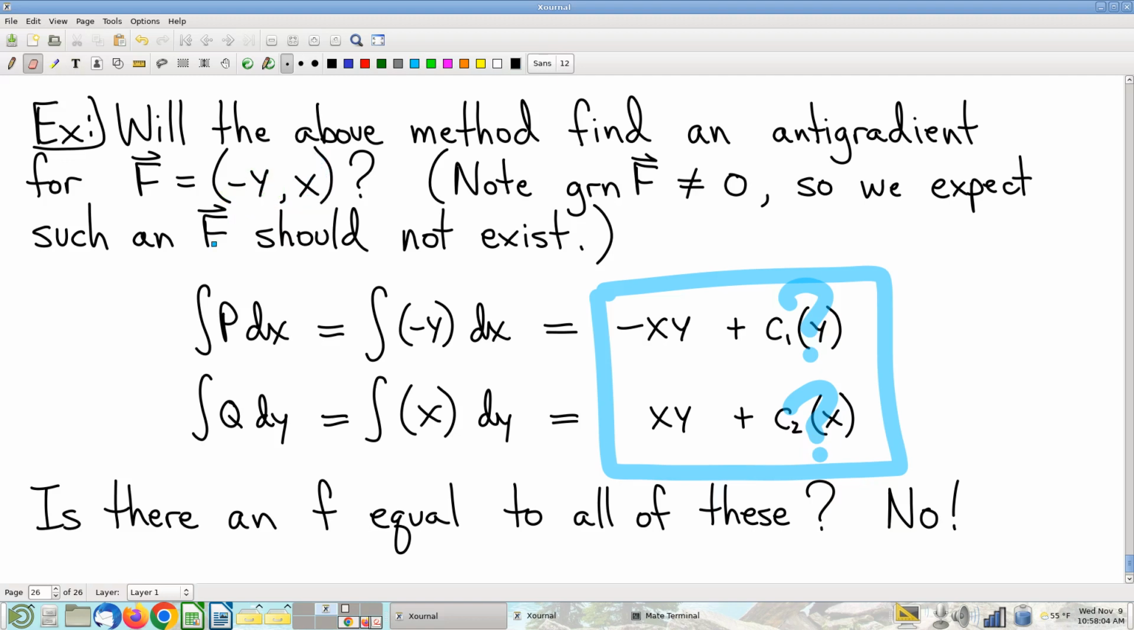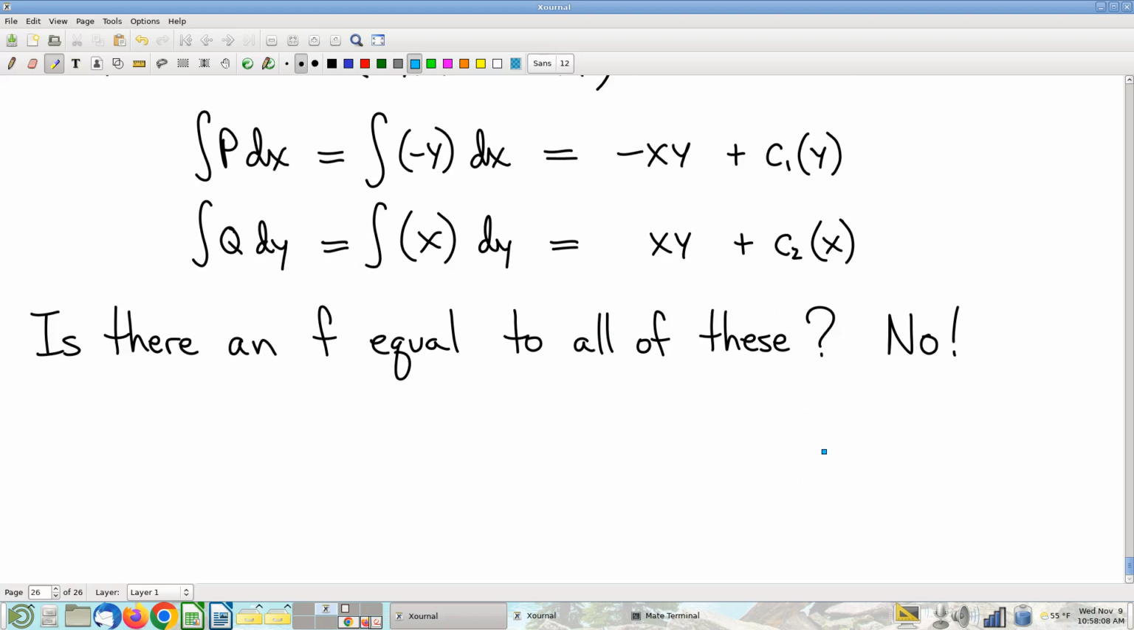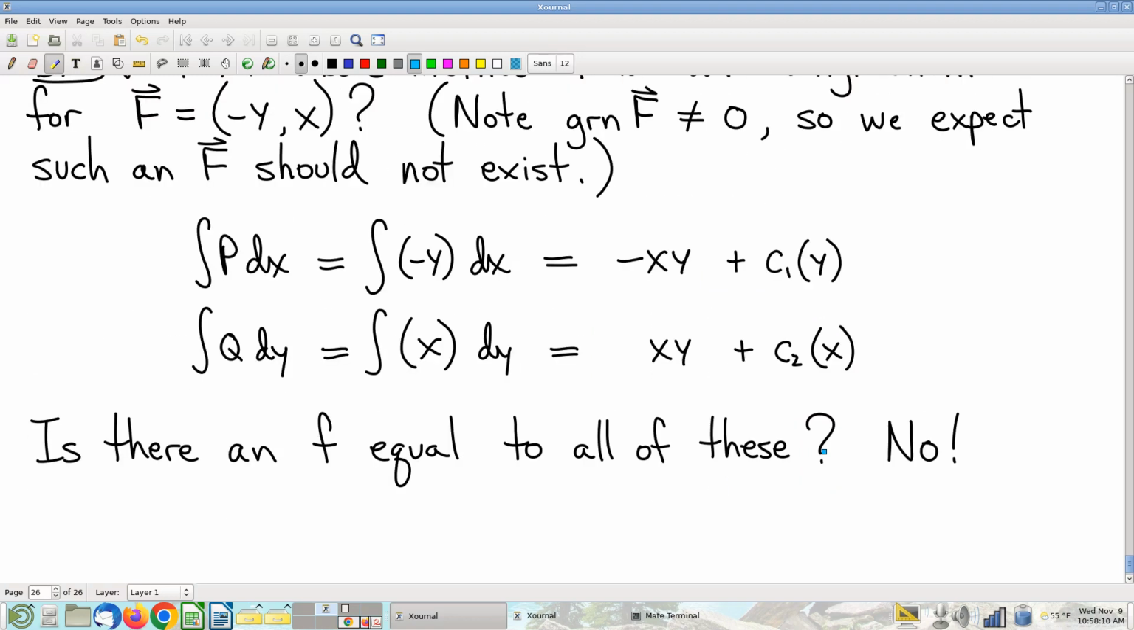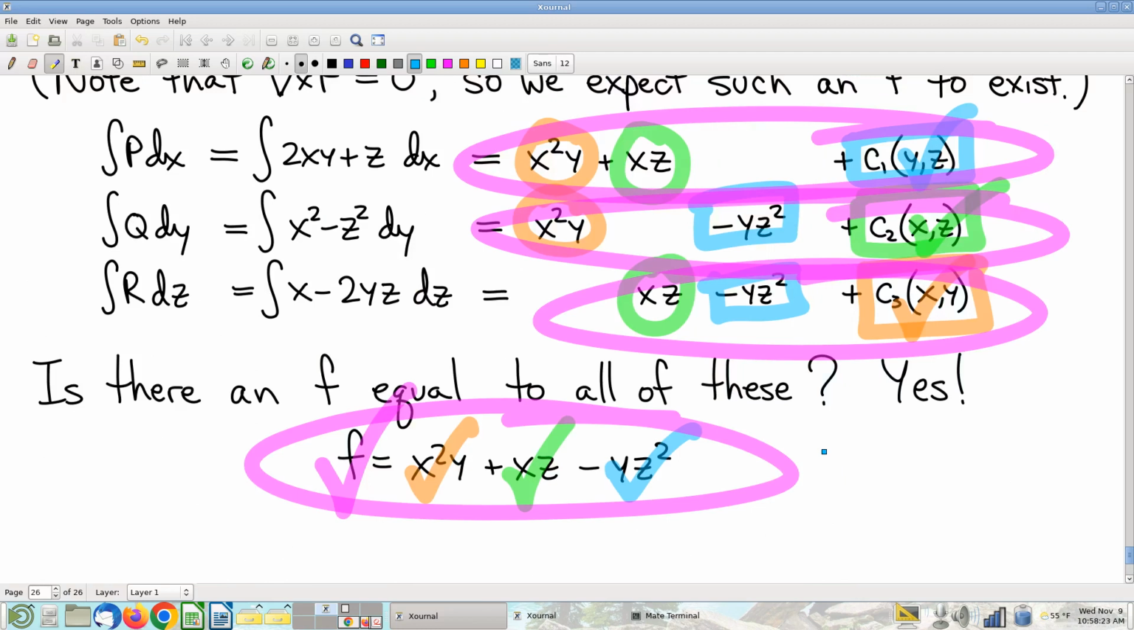Okay. All right. So yeah. So this is how you find the antigradient. This is how I found the antigradient to that first example that we did last time, where we used the fundamental theorem of line integrals. I didn't pull it out of thin air, right? No, I just did this process to find it.